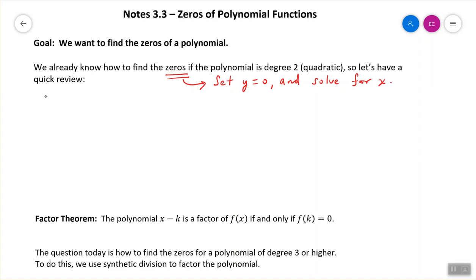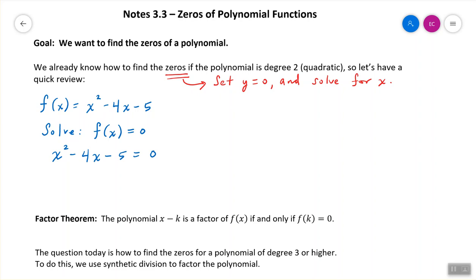So let me give you an example. Suppose we have f of x is equal to x squared minus 4x minus 5. If we want to find the zeros, then solve f of x equal to 0. Remember, f of x is the same as y. And so what we do is we set the function x squared minus 4x minus 5 equal to 0. And now we just have a little quadratic equation to solve.